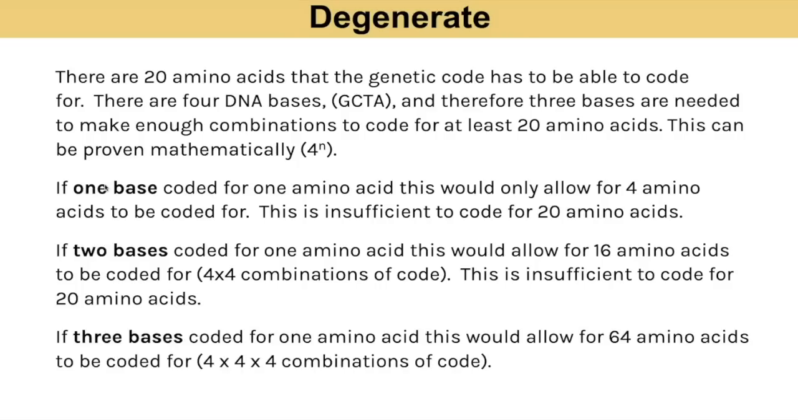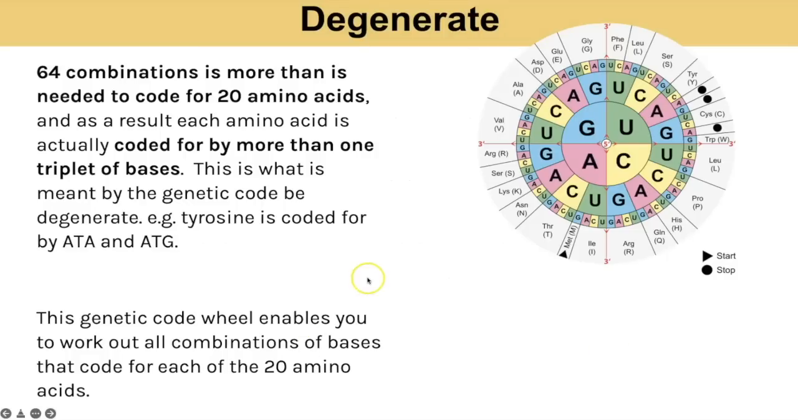So they realised it must be 3 bases that code for 1 amino acid, because that actually gives you 64 possible different options for what those triplets of bases could be. And that is more than enough to code for the 20 amino acids. And that is why the genetic code is degenerate. And what we literally mean by this definition is there are more than 1 triplet of bases that codes for the same amino acid. That would be your key definition.